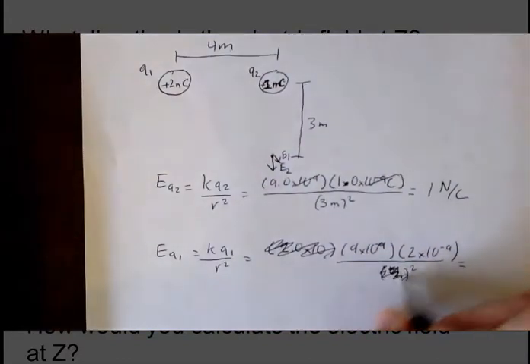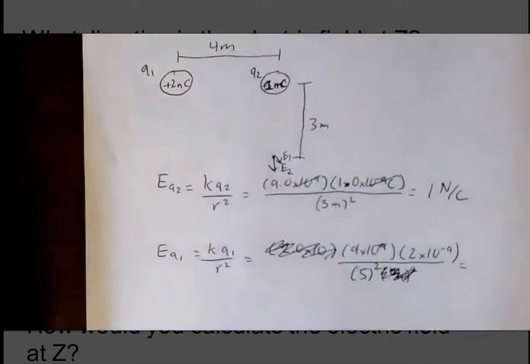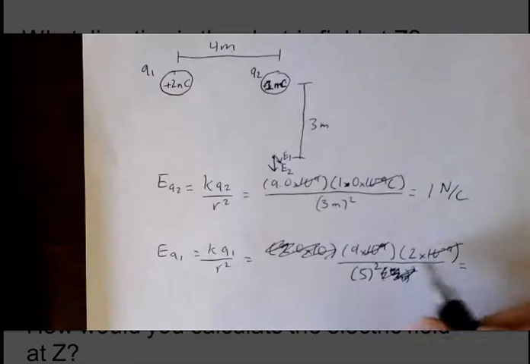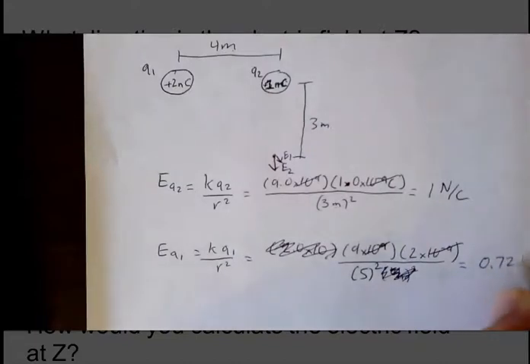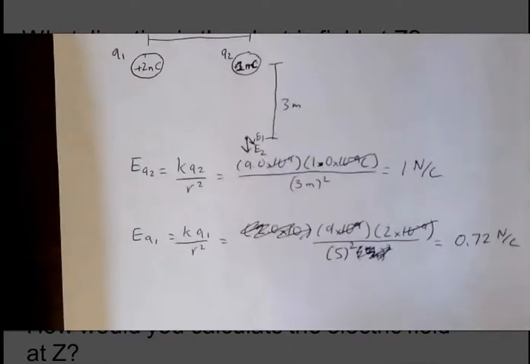So this bottom part is 5 meters, and then you square it. And then we're going to multiply this out. These guys go away, and we get 18 divided by 25 equals 0.72 newtons per coulomb. All right, and that's really what you need to be able to do.